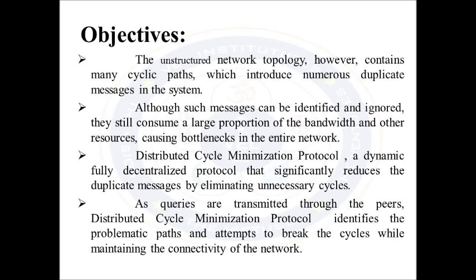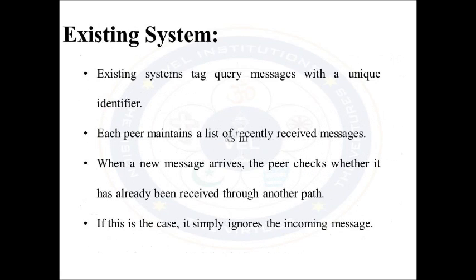My project objectives. The unstructured network topology, however, contain many cycle paths which introduce numerous duplicate messages in the system. Although such a message can be identified and ignored, they still consume a large proportion of the bandwidth and other resources, causing bottleneck in the entire network. Distributed cycle minimization protocol for the existing system.